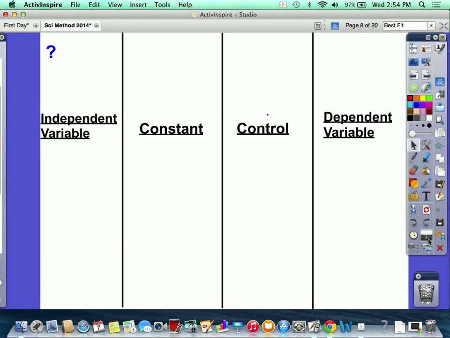Okay. You have them? What's our keyword for independent variable, everybody? Change. Constant. Same. Control. Compare. Dependent variable. Measure. Very good. Good job.